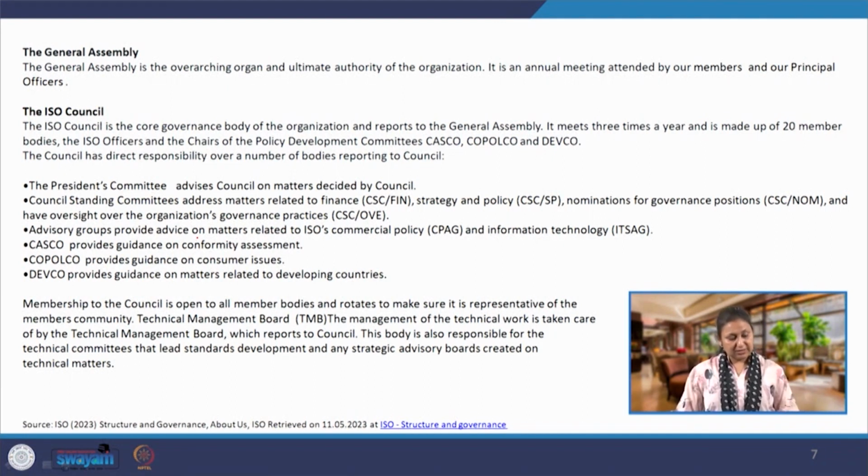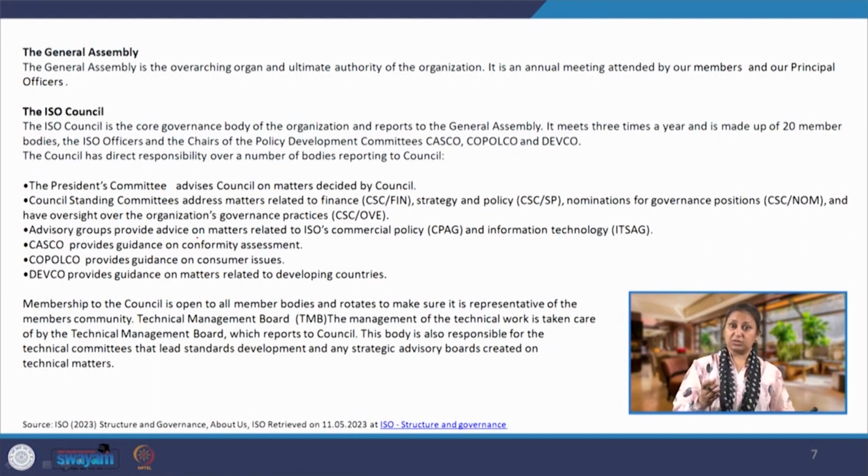Then we also have advisory groups to provide advice on specific matters related to ISO's commercial policy and information technology. So, these advisory groups bring in experts who will advise on specific matters related to different policies and others. Then we have these policy development committees. So, one is CASCO, which provides guidance on conformity assessment. So, how to conform to certain standards. That conformity assessment is done by CASCO. Then we have COPOLCO, which provides guidance on consumer issues.